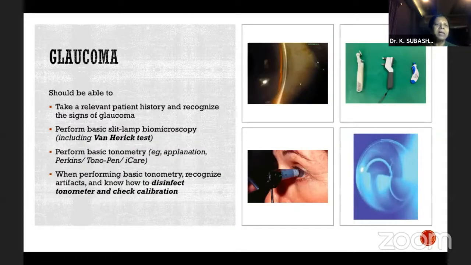Moving on to glaucoma, the trainee should be able to take a relevant patient history and recognize the signs of glaucoma, though there are not many symptoms. They should be able to perform a basic slit lamp biomicroscopy, checking for peripheral anterior chamber depth using the Van Herrick test, perform basic tonometry, applanation, and use of handheld tonometers like Perkins, TonoPen, and iCare. They should be able to recognize the artifacts during tonometry and, very important, should know to disinfect the tonometer and check calibration.